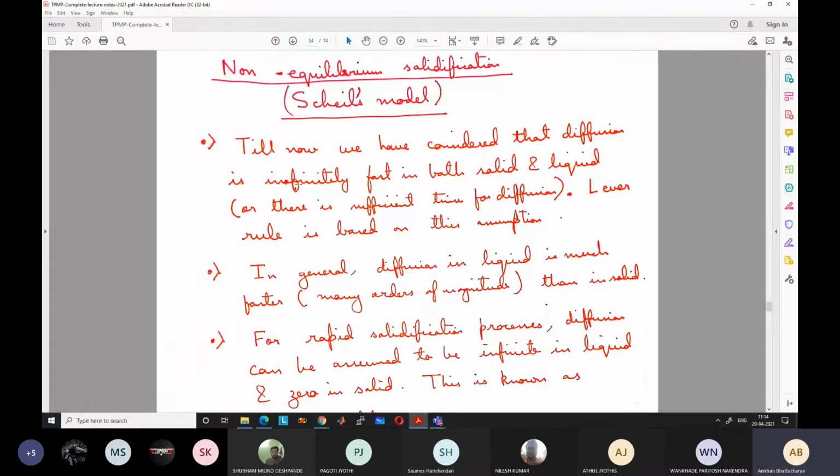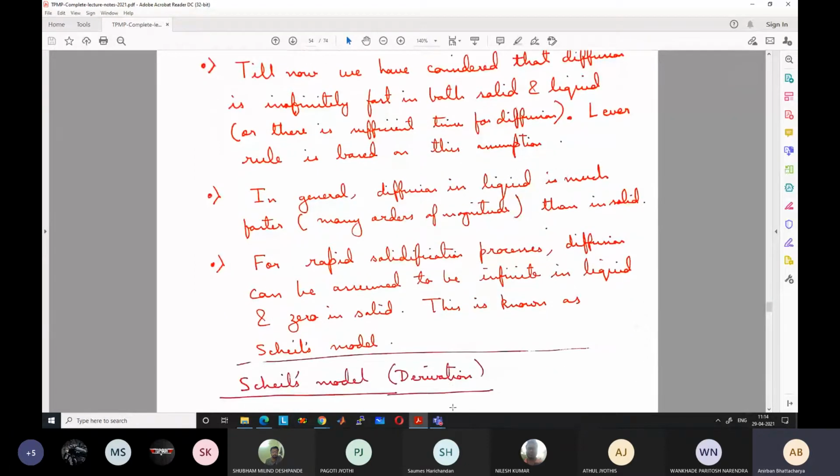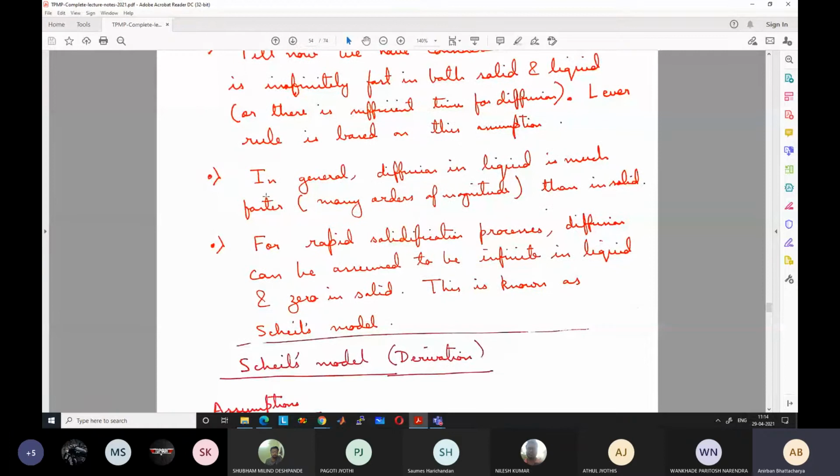Okay. However, in real life, in general, the diffusion in liquid is much faster, means many orders of magnitude faster, 10 to the power 3 times faster to 10 to the power 4 times faster, 1000 to 10,000 times faster as compared to the diffusion in solid. Okay. So as a result, within a limited time, like for a normal process like casting or welding, the time is very limited, few seconds to few minutes. So within that time, although there is sufficient time for diffusion in the liquid, there is no sufficient time for diffusion in the solid. Okay.